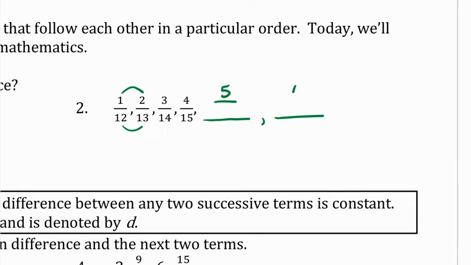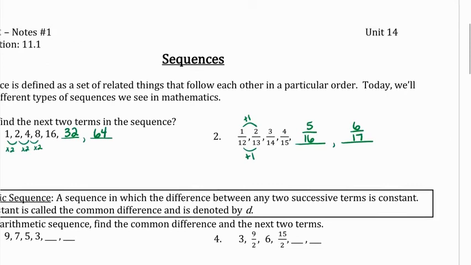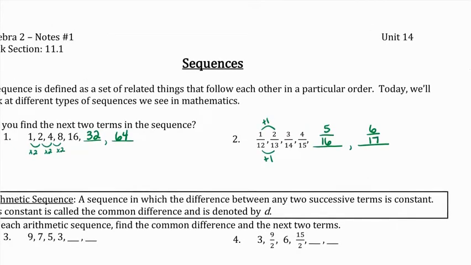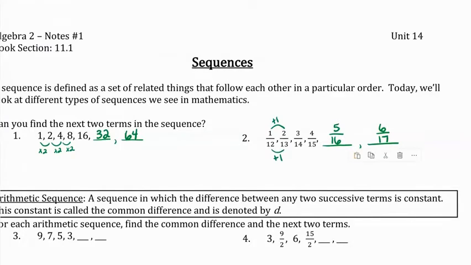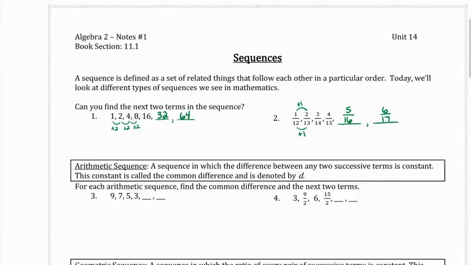And then the last numerator should be a 6. And on the bottom, we're also increasing by 1 each time. So 12, 13, 14, 15. The next denominator here would be 16. And then the last one here would be 17. So sometimes they follow a nice mathematical pattern. Sometimes we can just use logic and figure out our next terms that way. Okay, so those are just our basic sequences.